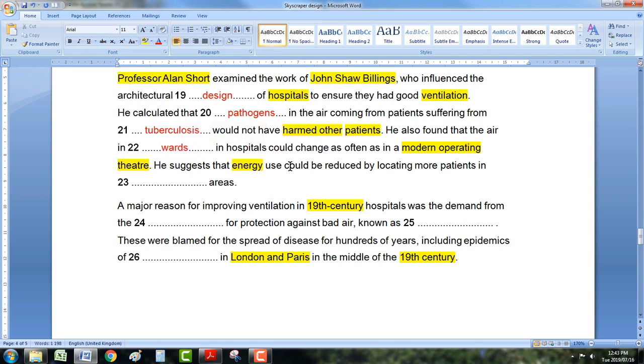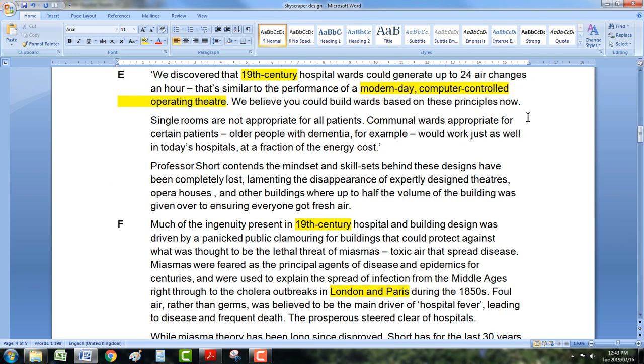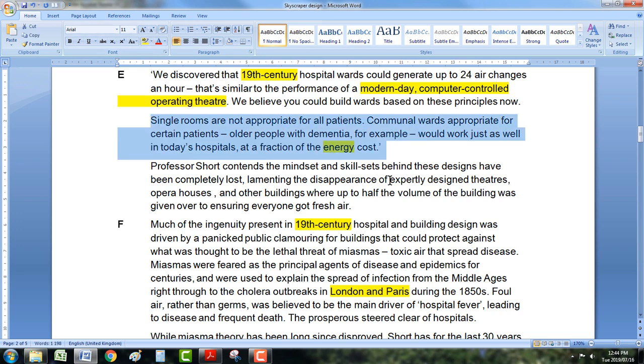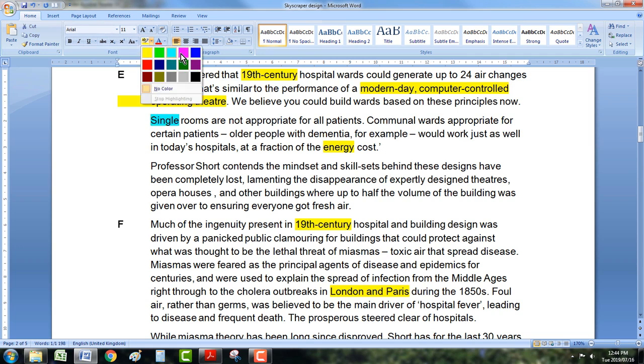He suggests that energy use could be reduced by locating more patients in something areas. So we're going to put more patients in something areas. Please note, now we're looking for an adjective. This is the noun. More patients in something areas. There's energy. I didn't see it before. So we're over here. We're talking about the energy. We're looking for an adjective. Where are the adjectives? I'll highlight them all. So it's one of these.